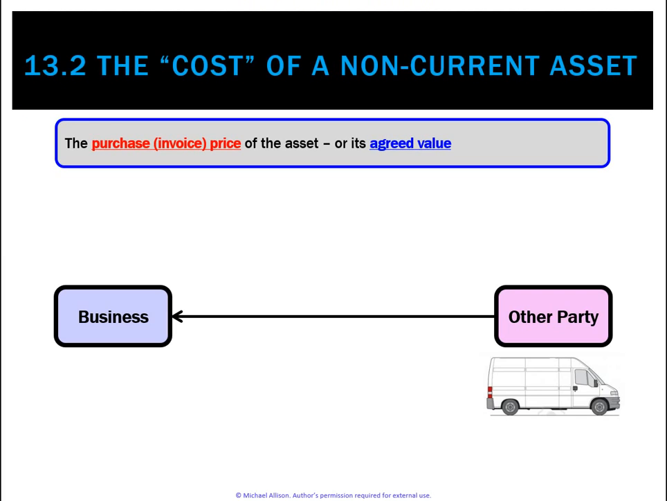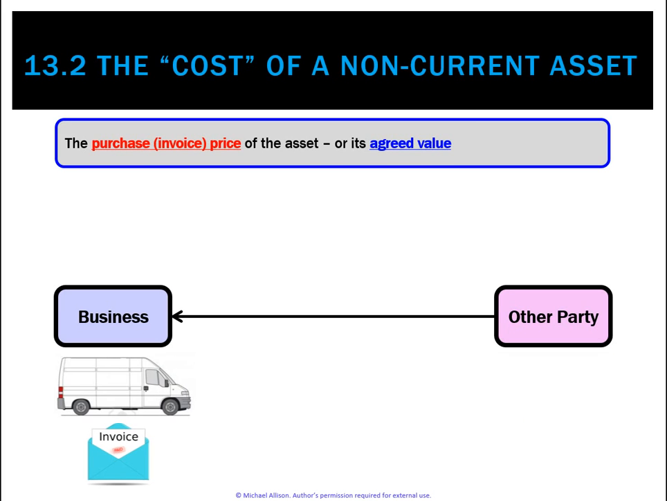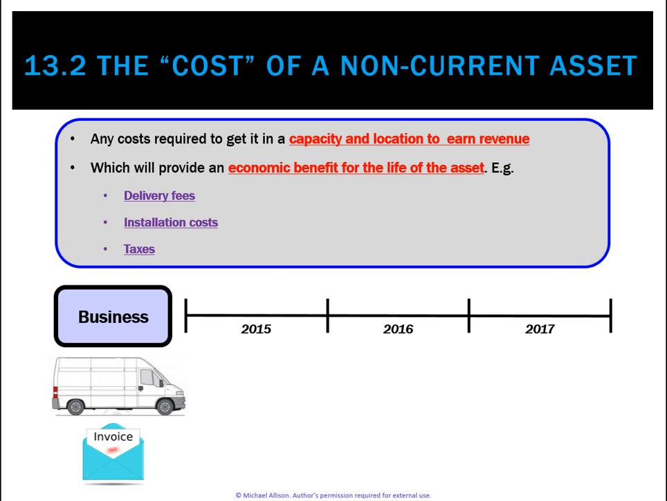So using some examples, let's say the business buys from another party a vehicle with an invoice price, and obviously that's part of the cost. However, there's going to be some items which will provide an economic benefit for the life of the asset, and they're required to get it in a capacity and location to earn revenue. For instance, a delivery fee. The dealer charges, say, $1,000 to deliver the car to our business. Installation costs, not really appropriate with a car, but perhaps a computer gets installed, or maybe stamp duty or other taxes. They're costs required. We can't use the car until we've actually paid them or incurred them, and they will last for the life of the asset because we're not going to pay them every year. We just pay them once and they last forever.